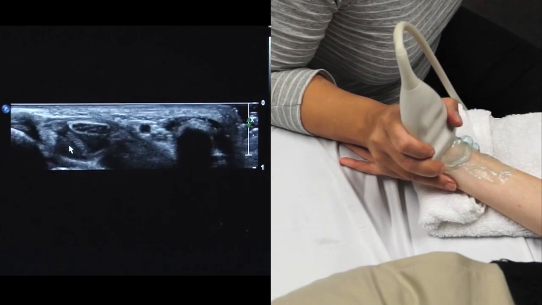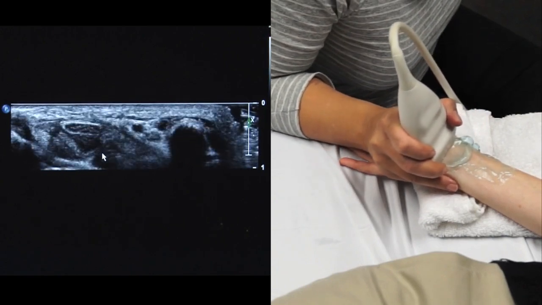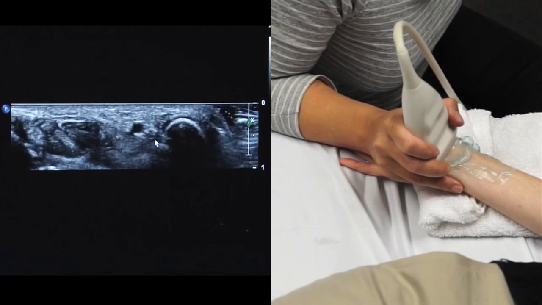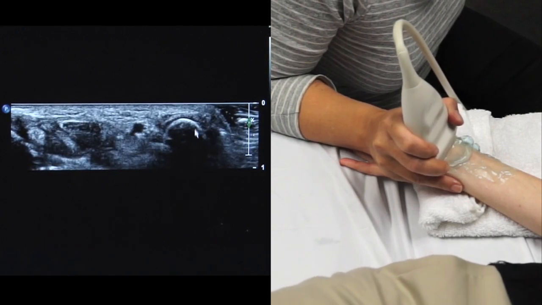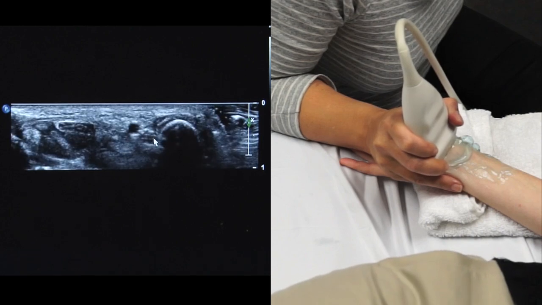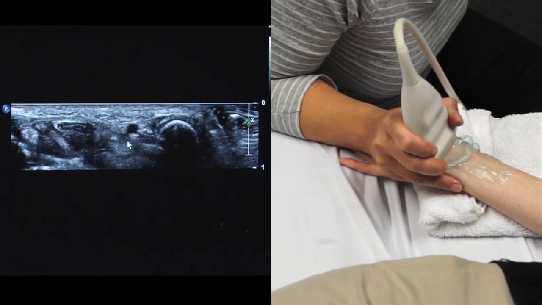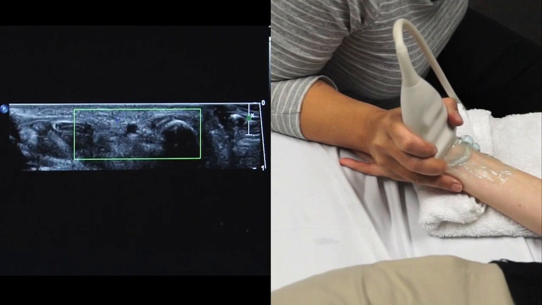Okay, another structure in the volar wrist is the ulnar nerve, which lies in Guyon's canal. Now a good landmark would be the pisiform, as the ulnar nerve lies in between the pisiform and the ulnar artery. If you want to confirm whether this is an artery, you could use Doppler.